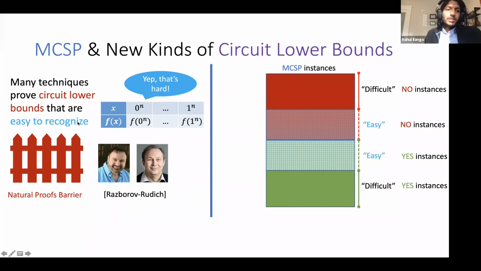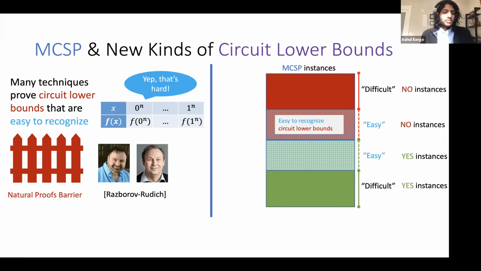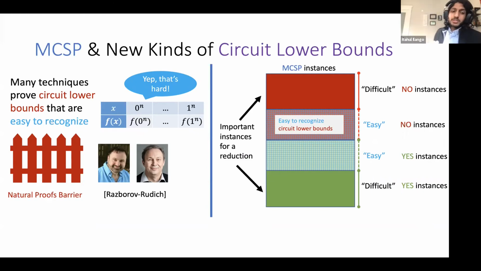And so what does it mean that many techniques that we have prove circuit lower bounds that are easy to recognize? It means that basically all the circuit lower bounds we know fall into this category, where they're easy no instances of MCSP. And the relevance of that to proving hardness for MCSP is as follows. If you're going to give a reduction from, say, SAT to MCSP, or some other hard problem to MCSP, you want to make use of the difficult no instances and the difficult yes instances. If you have a reduction that only maps into the easy no instances and the easy yes instances, then not only do you have a reduction, but you have an algorithm.